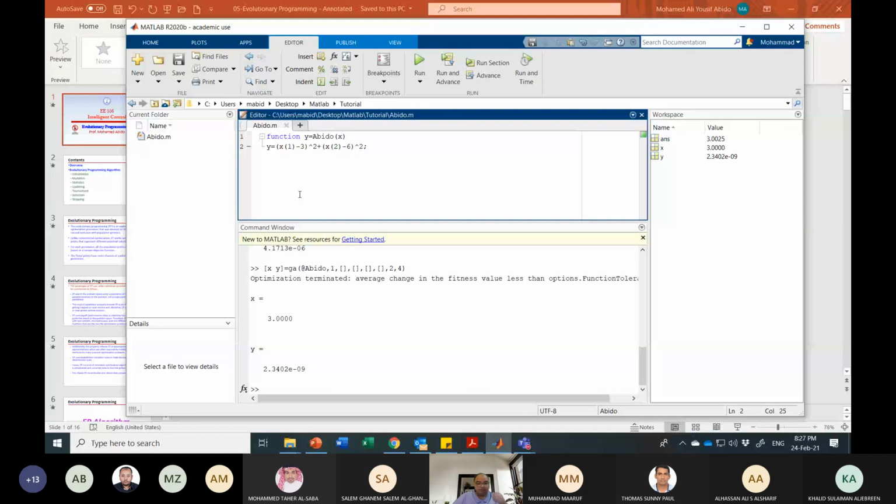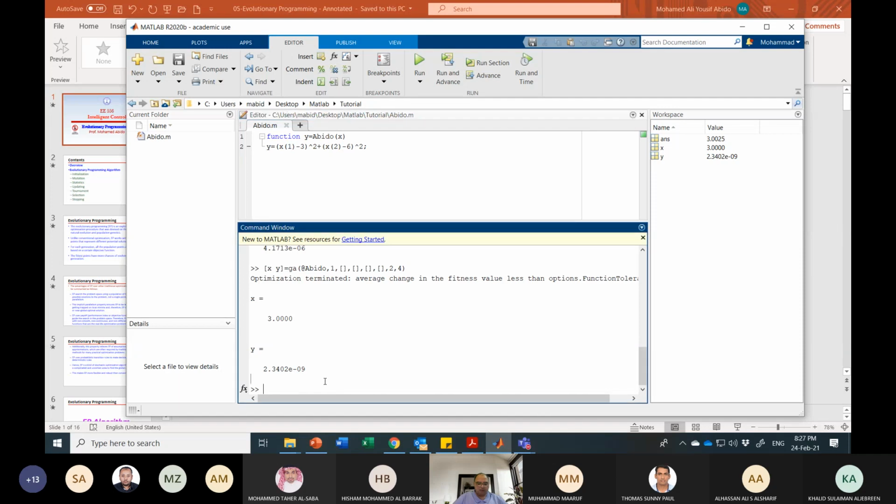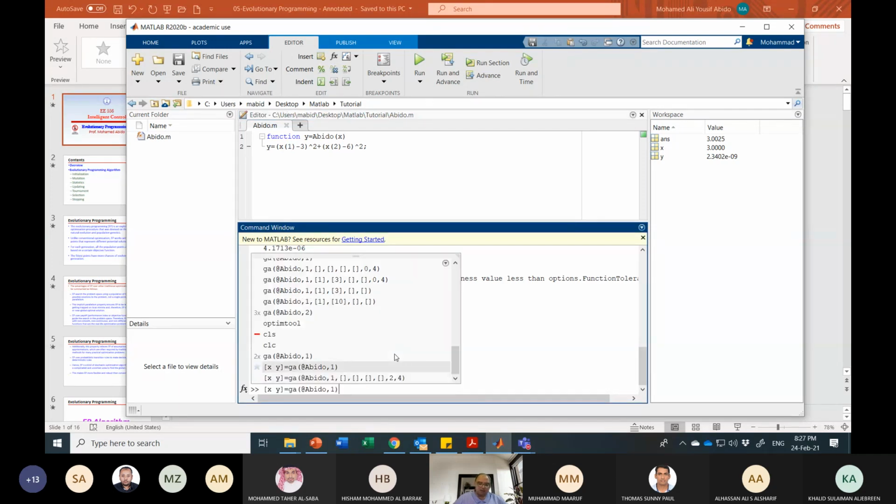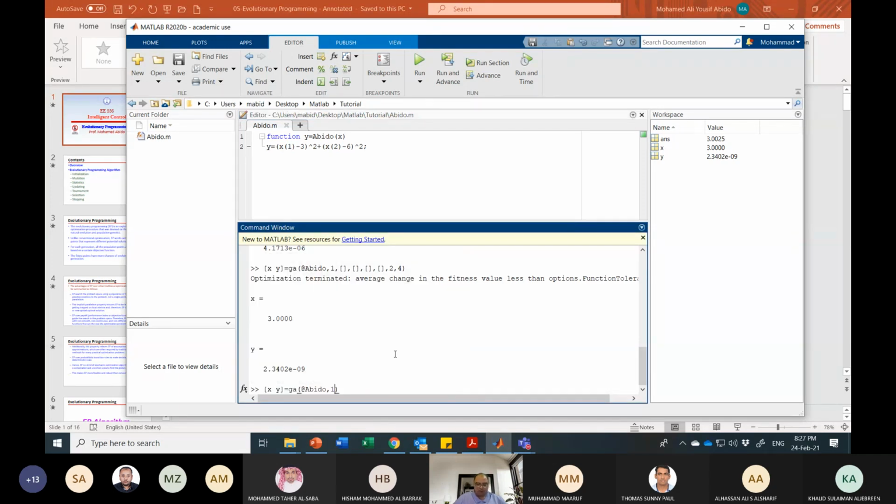The minimum value is to be 0, and this happens when x1 equals what and x2 equals what? 3 and 6. So the solution is known in advance. So let us go here and let us solve it.